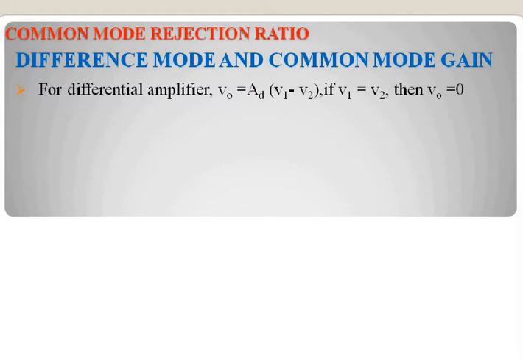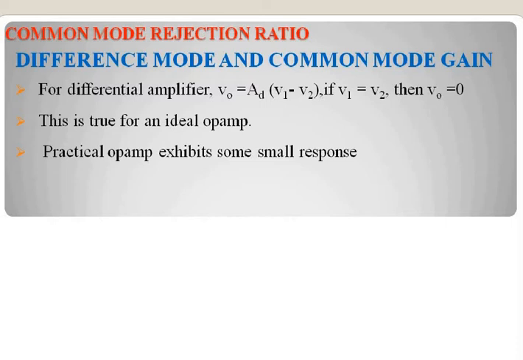But this is possible only in the case of an ideal op-amp. That is, when the two input voltages are same, output voltage should be 0. That is, when a common input is given to both, then the output produces no voltage. But in a practical op-amp, there exhibits some small response even if two voltages are same.